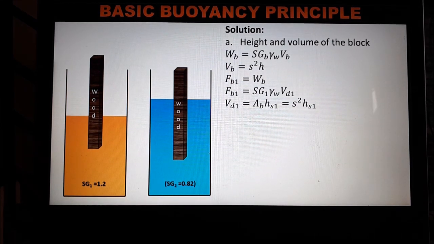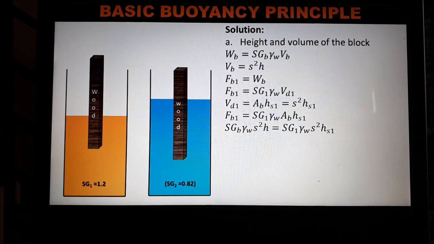So the volume of fluid 1 displaced is equal to the area of the block times the height of the block that is submerged in fluid 1, or S squared times HS1. So therefore, the buoyant force on fluid 1 is equal to the specific gravity of fluid 1 times the specific weight of water times the area of the block times the height of the block submerged in fluid 1.